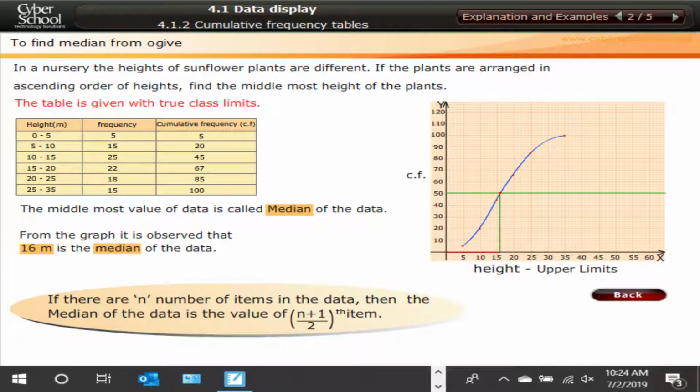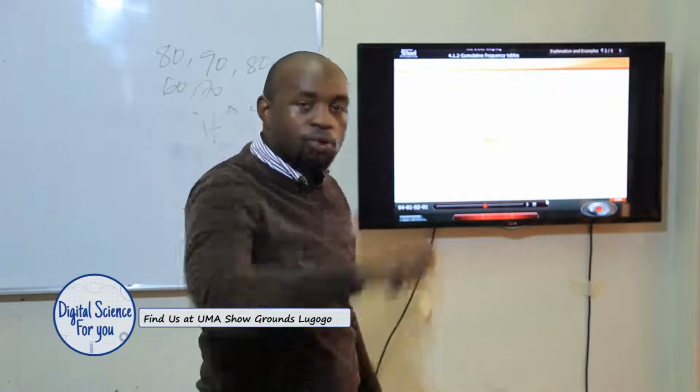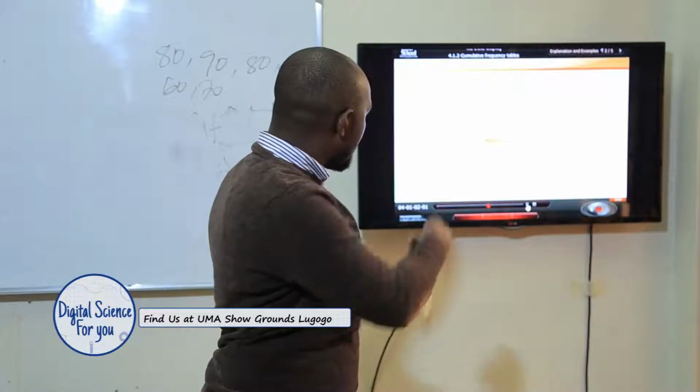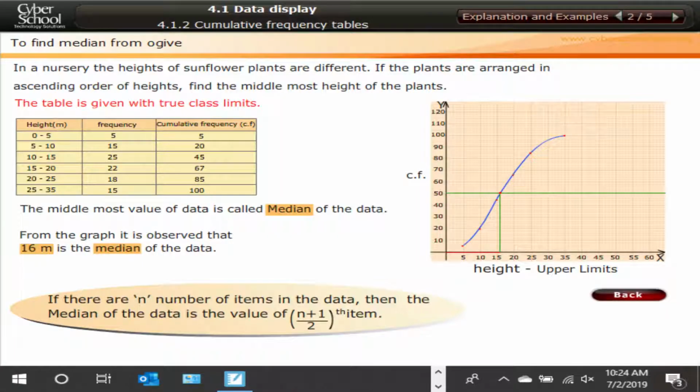Cumulative frequency is just how many are there, though it is cumulating, while the median is the height. So we go to the median line, then we go downwards and get the height. If we move downwards, that point where it's meeting, we move down and we land at 16. That's our median for the data. 16 meters is our median for the data.